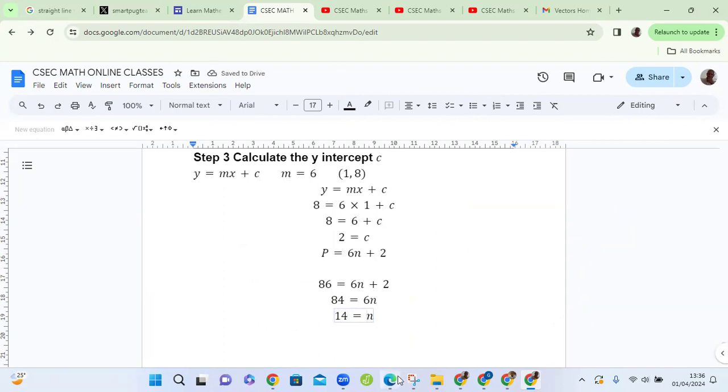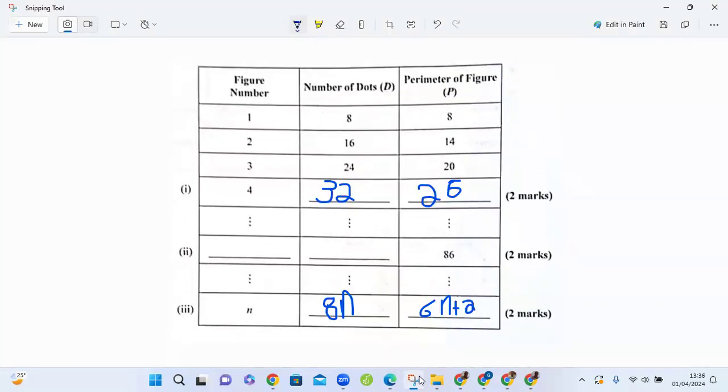So here now, we put 14 for N. And we can use that 14 now to find D. 8 times 14. What is 8 times 14? 112.